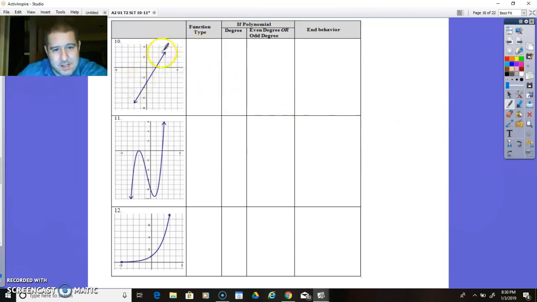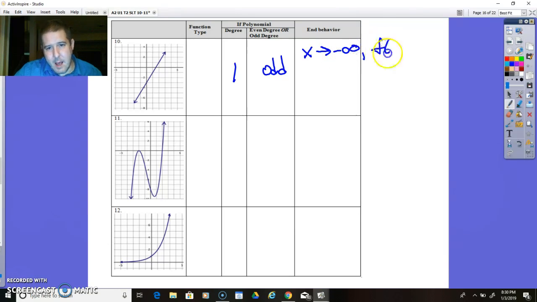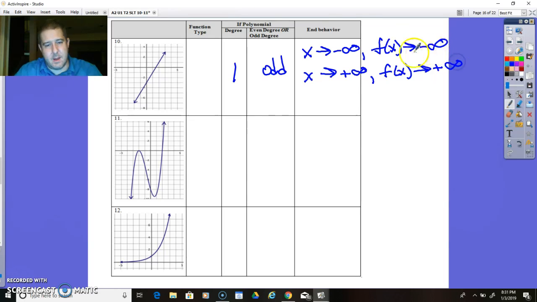So the type of function, this is linear. It has a degree of 1. It's an odd function. And clearly, you can see that to the left, as x is approaching to the left, its height is going down towards negative infinity. As x is approaching towards positive infinity, that means to the right, its height is going up towards positive infinity.